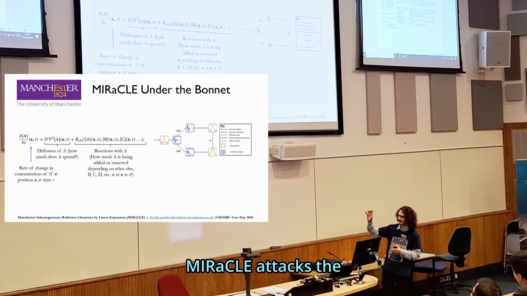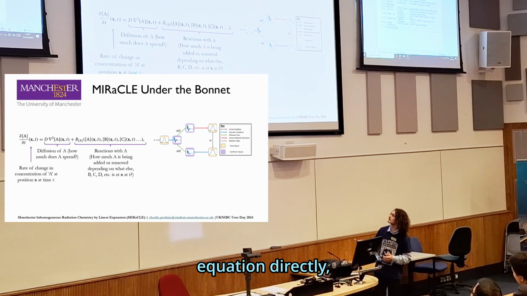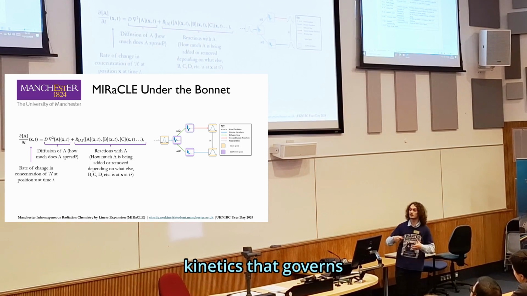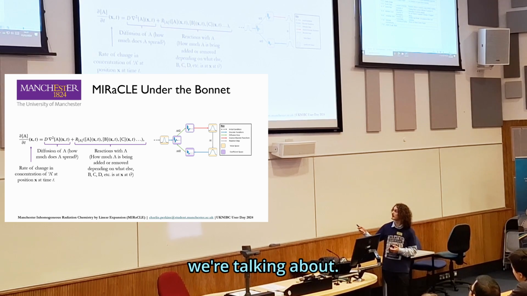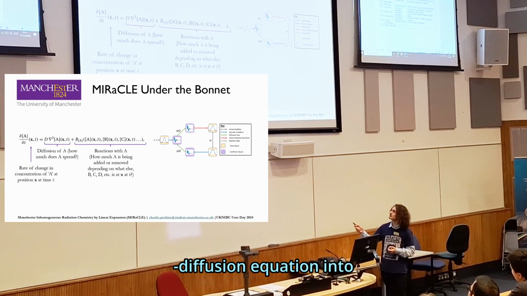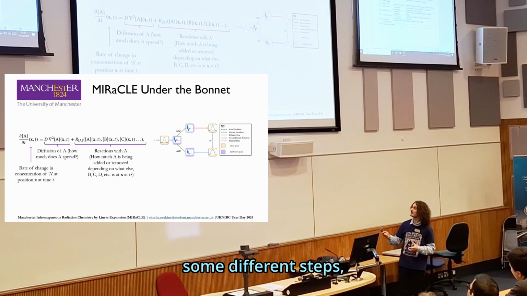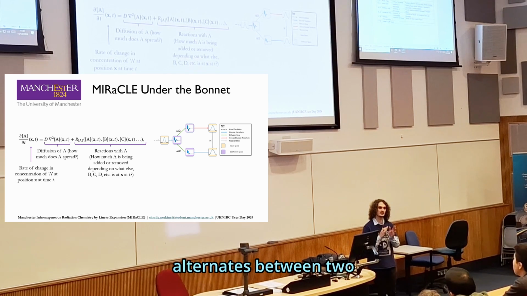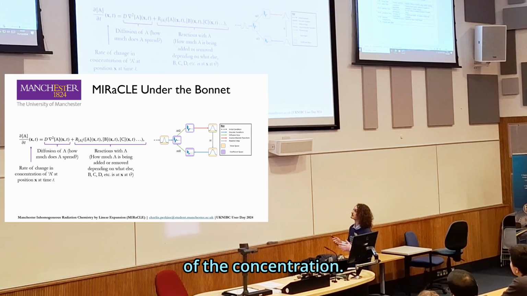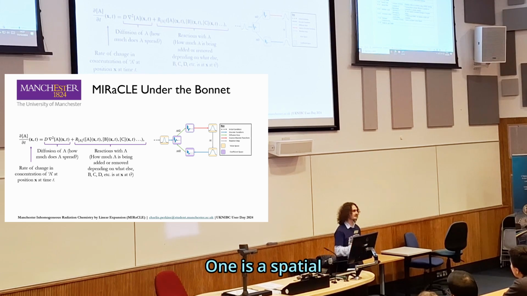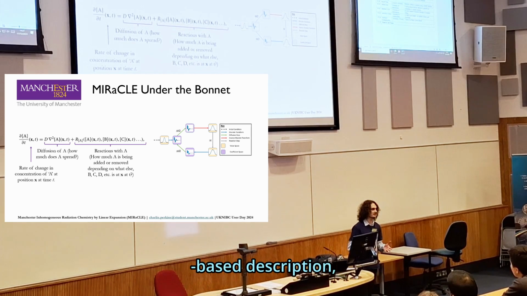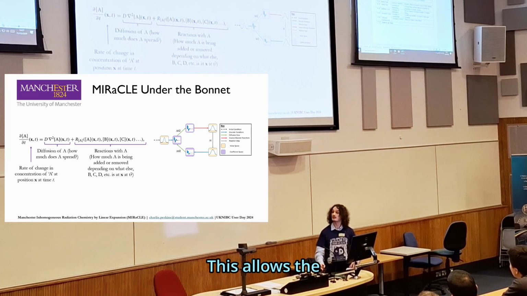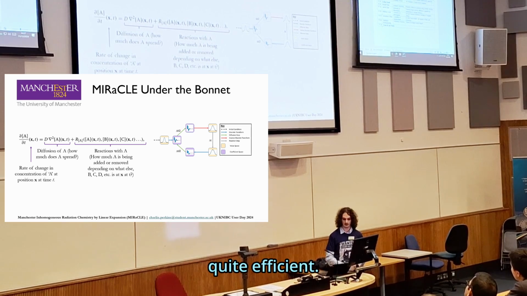MIRaCLE attacks the reaction-diffusion equation directly, which is the master equation of chemical kinetics that governs the process of the water radiolysis that we're talking about. It splits the reaction-diffusion equation into different steps, a diffusion step and a reaction step, and in doing so, it alternates between two different descriptions of the concentration. One is a spatial-based description and one is a frequency-based description using a fast Fourier transform. This allows the computation to be really quite efficient.